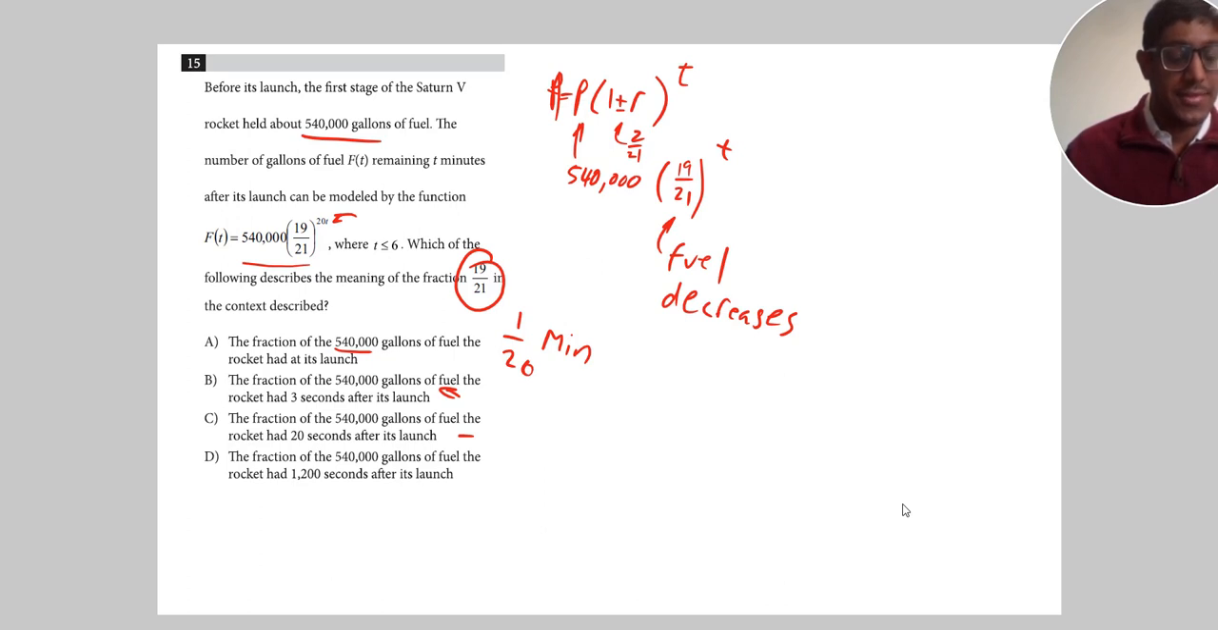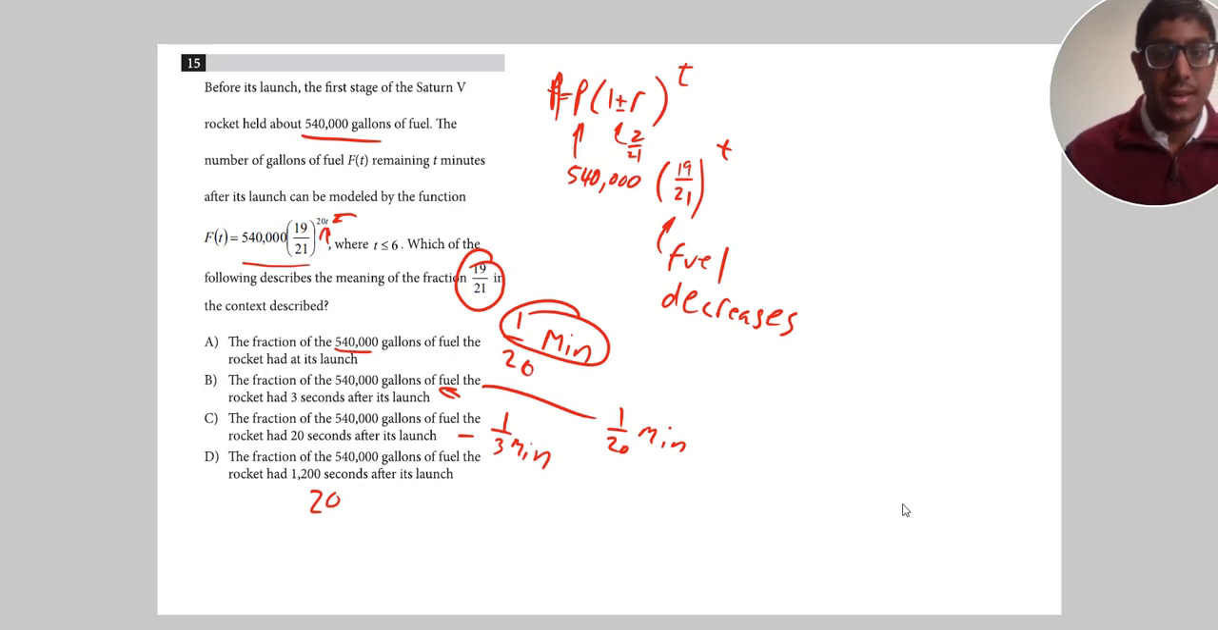Okay, so 1,200 seconds, if we divide that by 60, it's 20 minutes. And 20 seconds after its launch is going to be 1/3 of a minute. And 3 seconds after its launch is 1/20th of a minute, which is what we wrote over here at the start. So if you plug in 1/20th of a minute into our equation in for t, right?